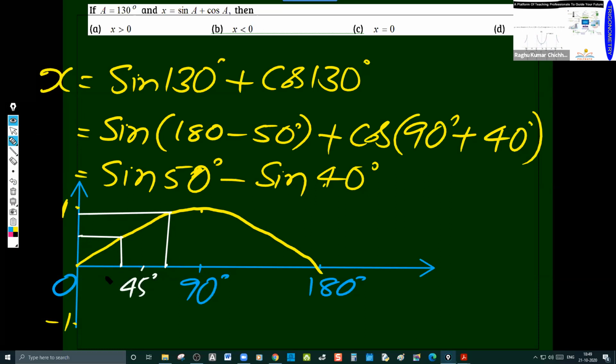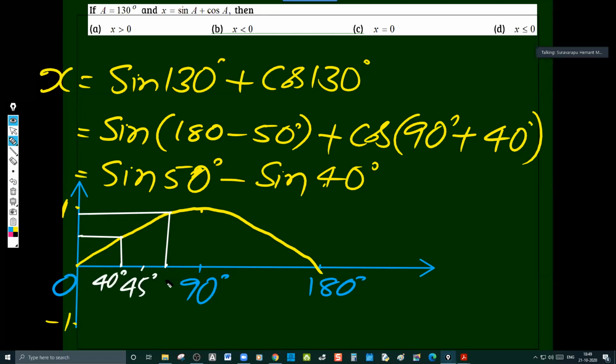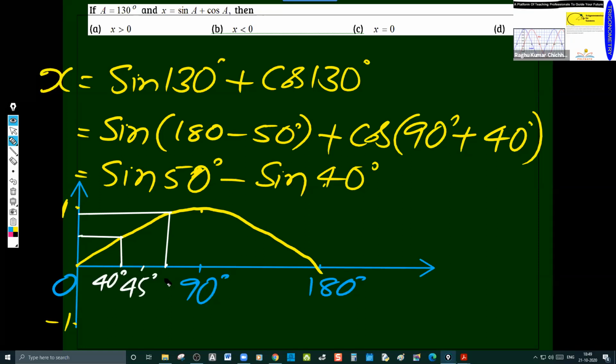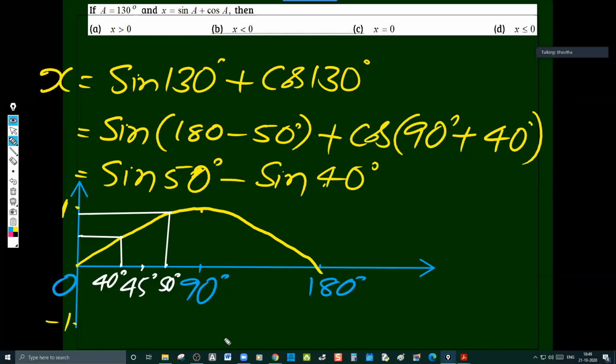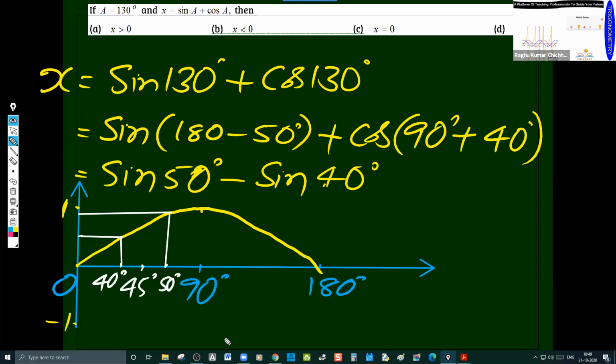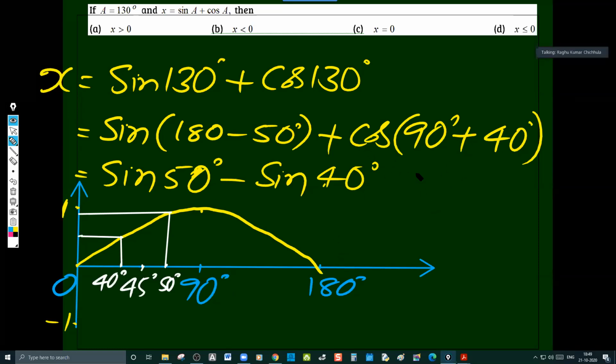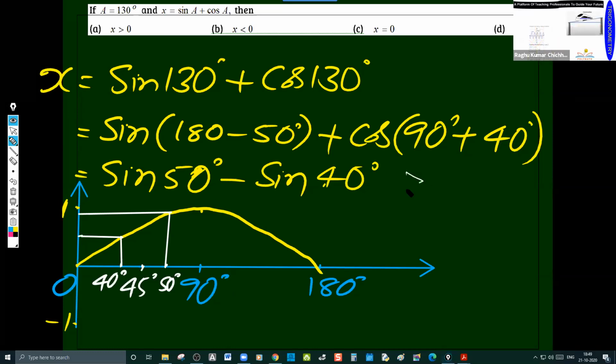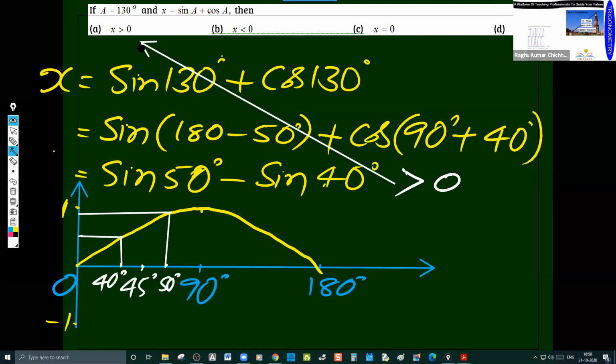Any one of you, please. Sine 50 is greater, obviously. Then you tell me what is sine 50 minus sine 40. Positive. That's it. So our answer should be A. This is how you have to understand.